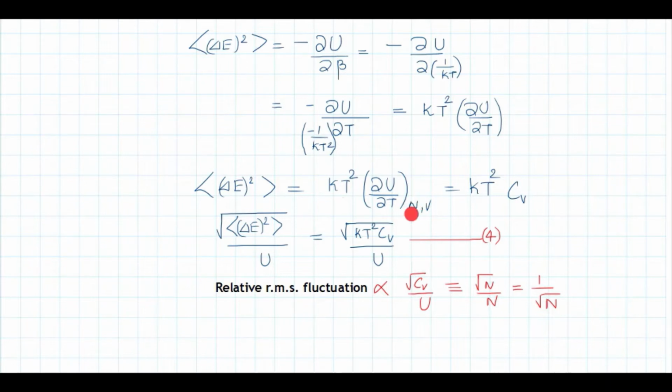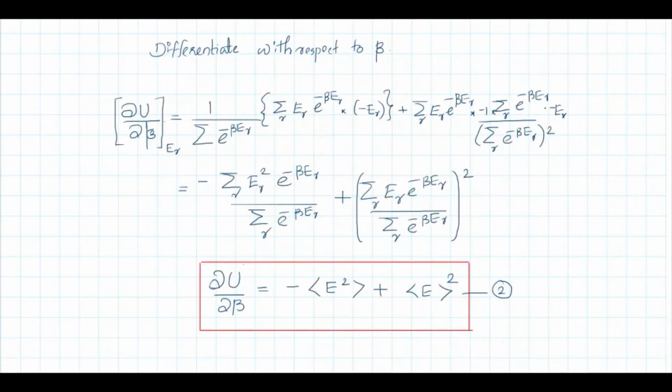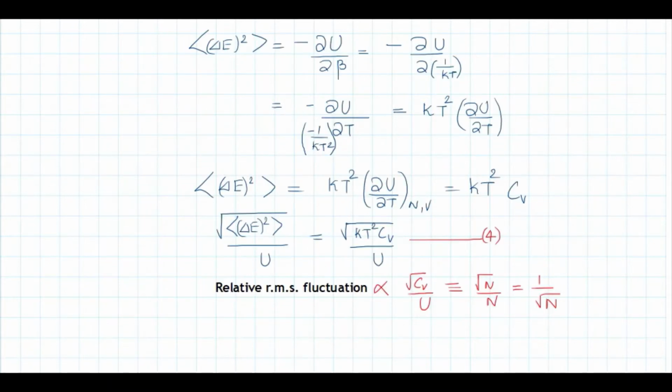How did I write this constant n and v? Because we started with the derivative of u with respect to beta, keeping the energy eigenvalue constant. Keeping energy eigenvalue constant means that we are keeping the number of particles and volume constant, because energy eigenvalue depends on the number of particles of the system and volume of the system. So keeping ER constant means keeping N and V constant. What is dou U by dou T at a constant N and V? It is specific heat at a constant volume, CV.